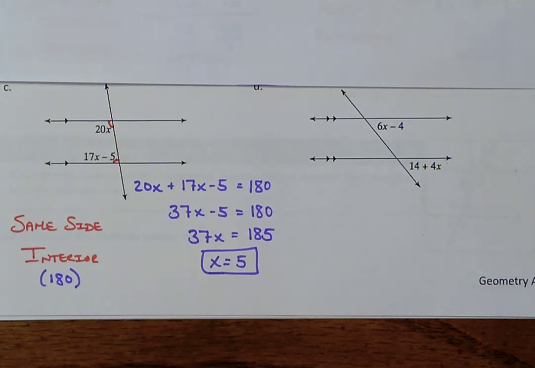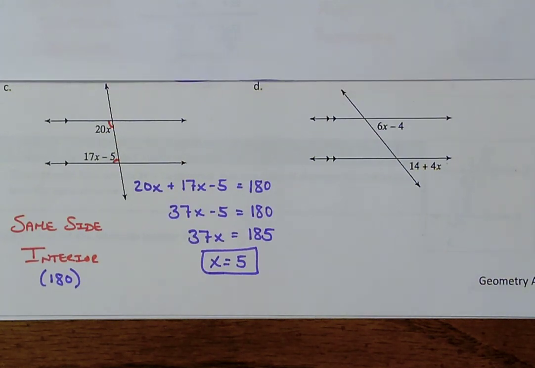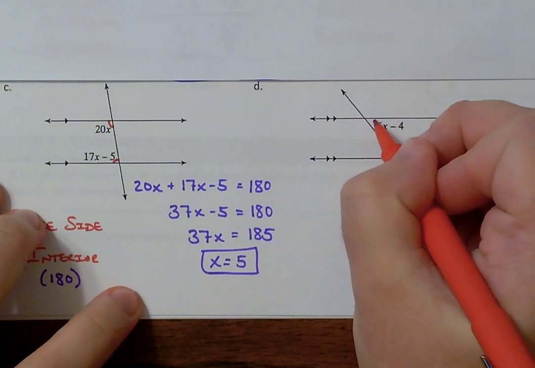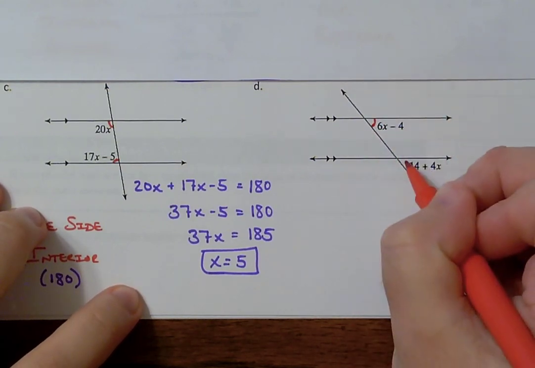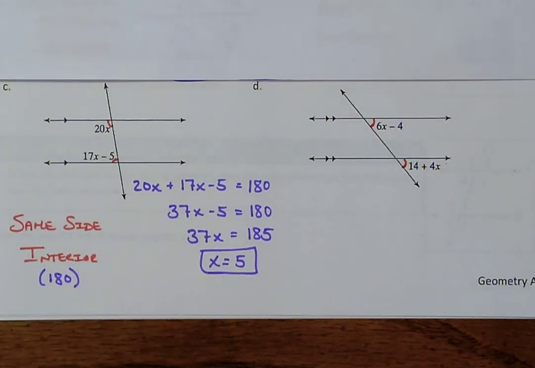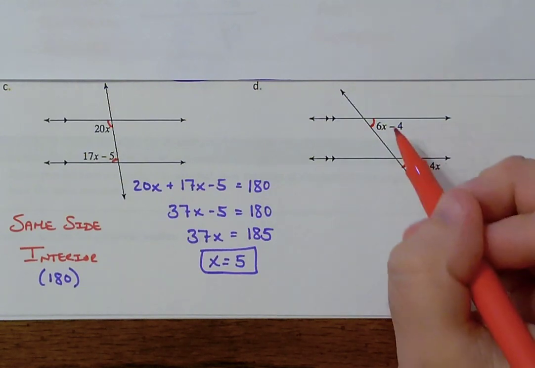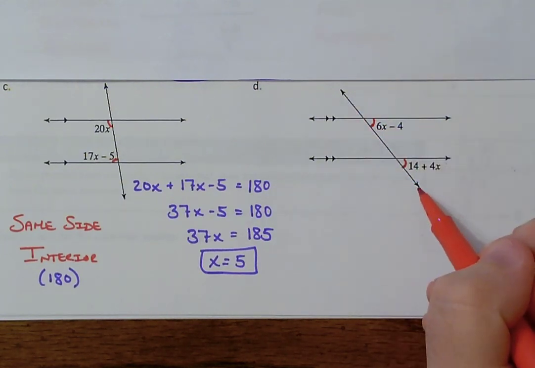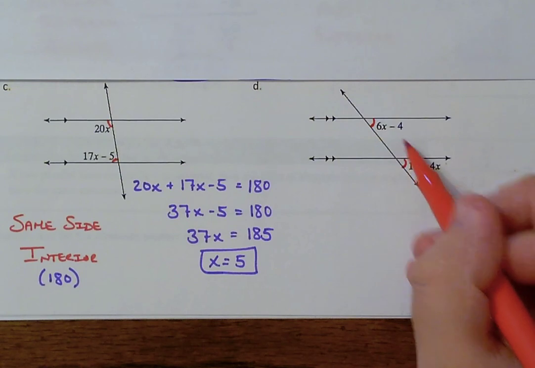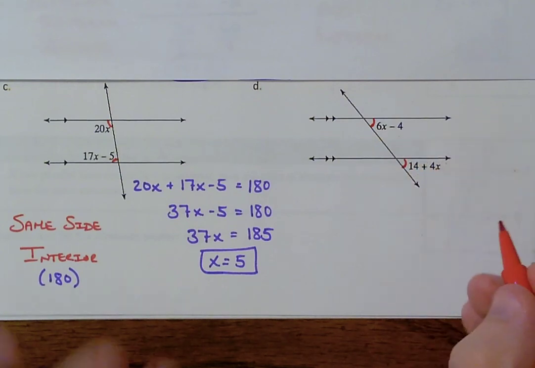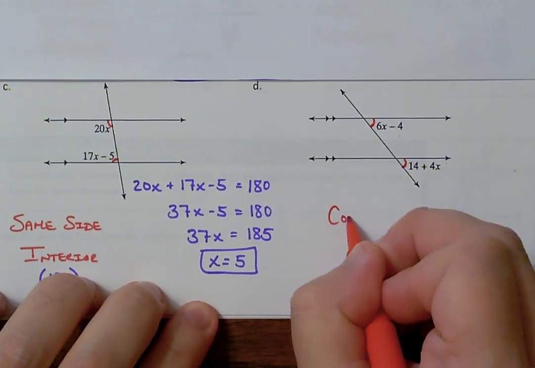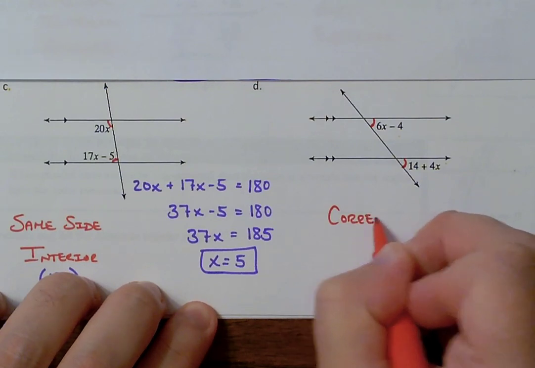All right, last one for part D. For part D, we have 6x minus 4 and 14 plus 4x. These two angles, they are on the same side of the transversal and on the same spot of the parallel lines, meaning these are corresponding angles.